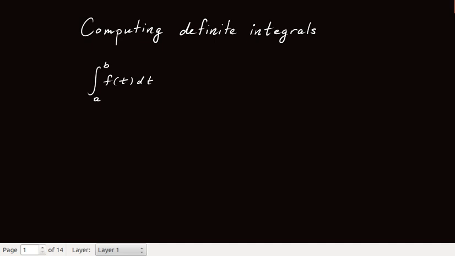Well, we're going to use the fundamental theorem of calculus combined with our antiderivative. That is, this definite integral is going to be equal to F of b minus F of a, where F is an antiderivative. That's what the fundamental theorem of calculus tells us.